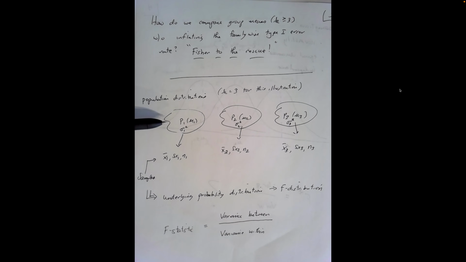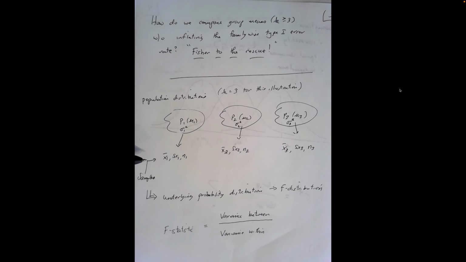So Fisher, back in about the 1920s, came up with this ANOVA technique that we can use to examine the group means when we have more than 2 groups, and it does not inflate the type 1, the family-wise type 1 error rate. So let's illustrate this with 3 groups. We can think about population number 1, population number 2, and population number 3.